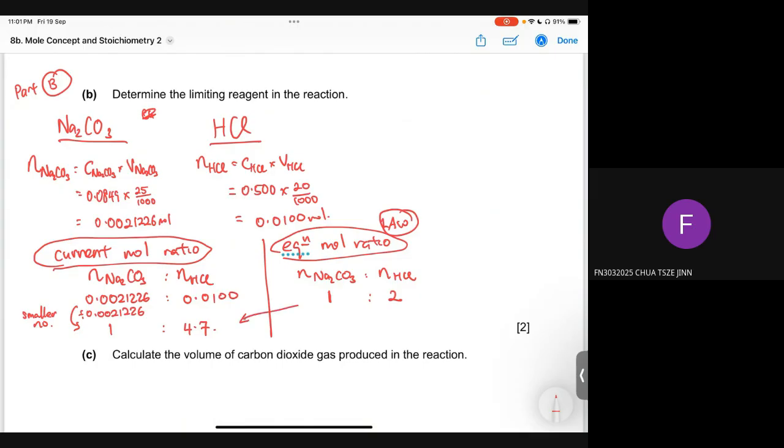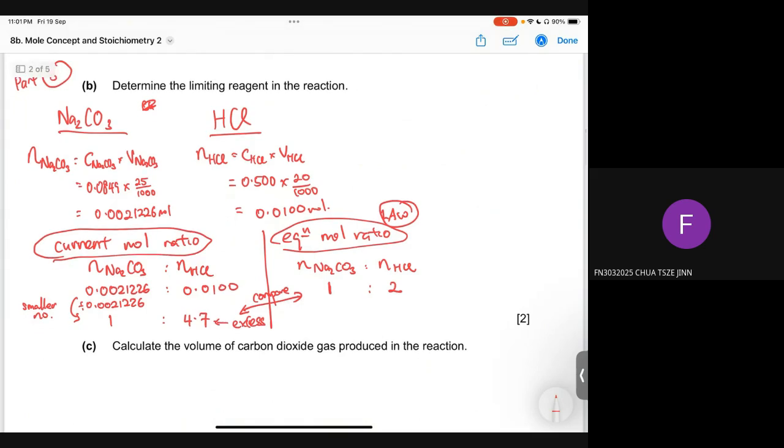Now let's compare the current situation and compare by law. If I look at the current situation, you realize that the HCl is not so many. I thought I only need 2, how come got 4.7? So what does it tell you about HCl? It tells you that in the current situation, HCl is in excess. And take note, if one of the reactants is in excess, the other reactant will be considered limiting. It always comes as a pair. You won't have excess without a limiting one. You won't have limiting without an excess one. So it always comes as a pair.